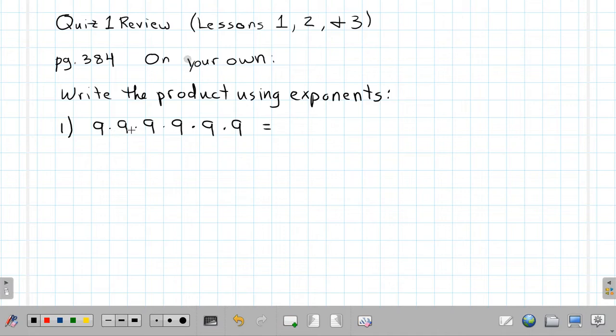In this case, the number that repeats is a 9, and it repeats 1, 2, 3, 4, 5, 6. You see the 9 six times, so that's a base of 9 and an exponent of 6. So the answer to the first question is 9 to the 6th power. That's because the number that repeats is a positive 9, and it's shown 6 times. So 6 nines, and it's all multiplication, so that's why we write it with an exponent.